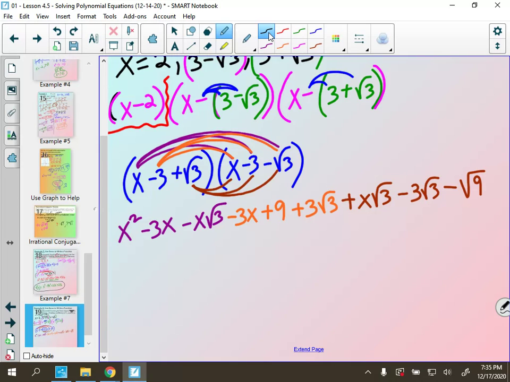There's stuff that's going to disappear. So take a look here. I've got a negative, focus on the ones with the square roots for right now. I've got a negative x square root of 3. I've got a positive x square root of 3. What's a negative plus a positive, or what are opposites added together? 0. They disappear.